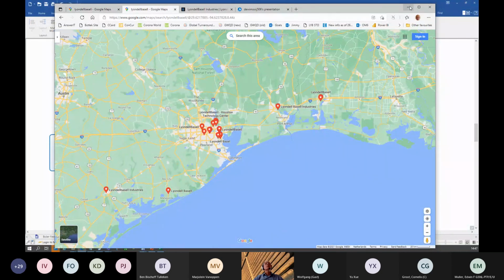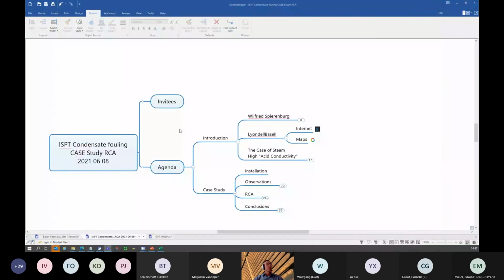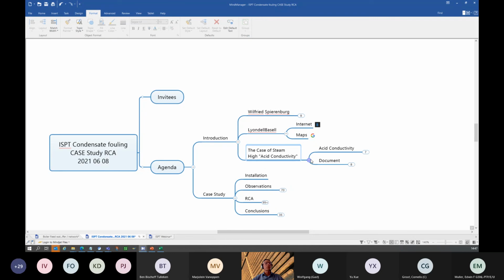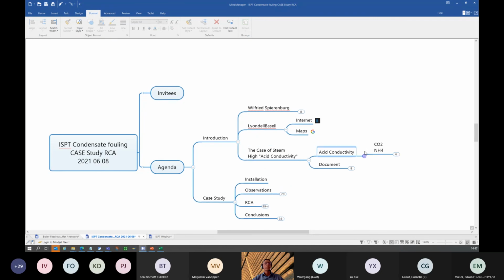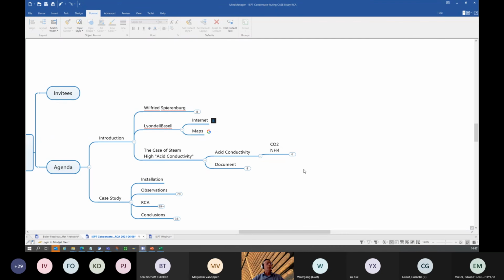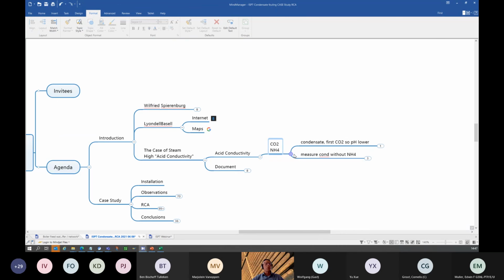So that's about LyondellBasell. Now, Niels asked me to tell you about an RCA I did on a non-inorganic problem we had, and that is the case of steam with high acid conductivity. The first time I ran into that, I did not understand what we were talking about. I'm not a chemical engineer. I'm just a process engineer.